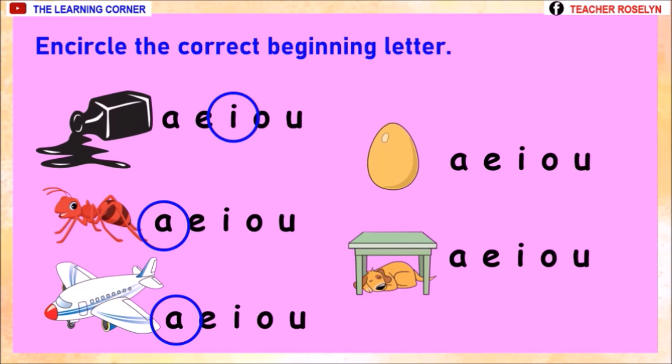This is an egg. Egg. What is the beginning letter of egg? Letter E. Where is the dog? The dog is under the table. Under. What is the beginning letter of under? Letter U.